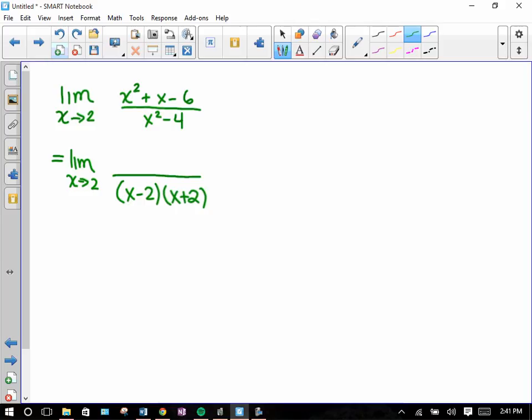This numerator right here is going to be x plus 3 times x minus 2. And the x minus 2 terms cancel out.